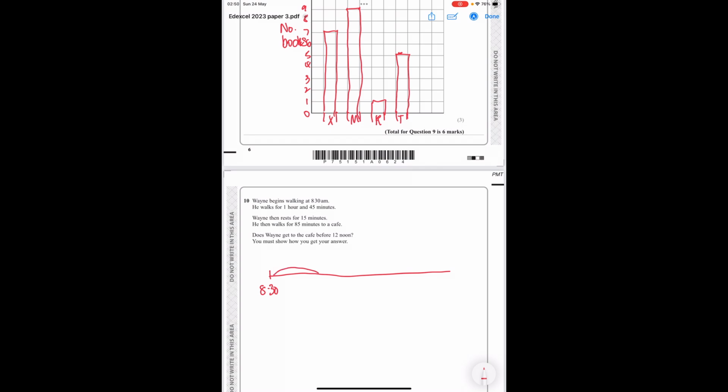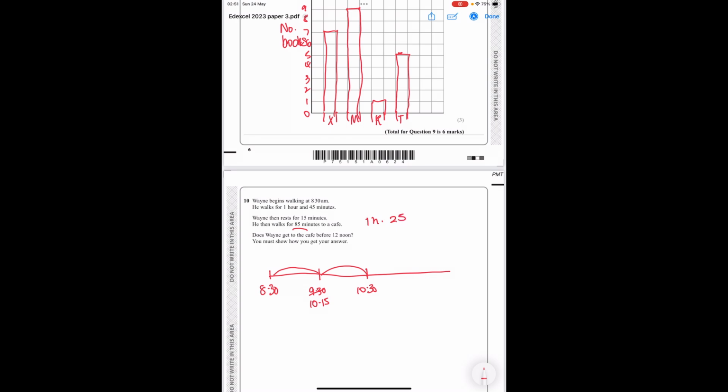So adding on 1 hour will take us to 9 o'clock, 9:30. Adding on the 45 minutes from there would take us to 10:15. He's then going to rest for 15 minutes. So that's going to take you to 10:30. He then walks for 85 minutes. Well, 85 minutes is 60 minutes in an hour. That's going to be 1 hour and 25 minutes.